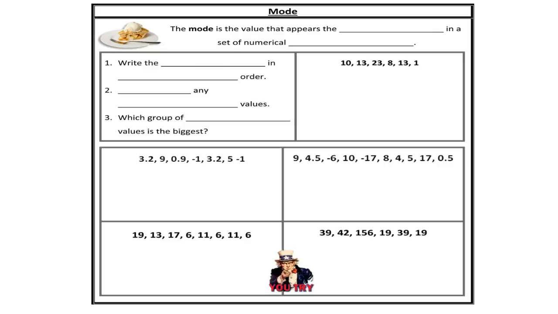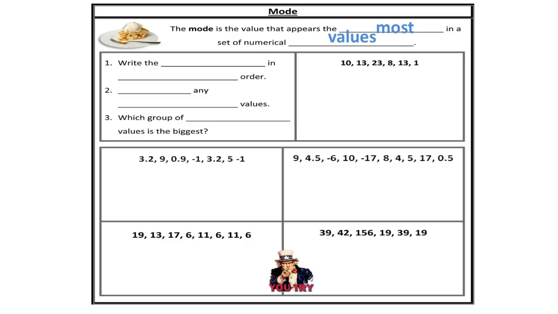The mode is the value that appears the most in a set of numeric values. A great way to remember the mode is pie a la mode, which is pie with ice cream. You don't want a little ice cream, you want the most ice cream. You want more than anyone else.